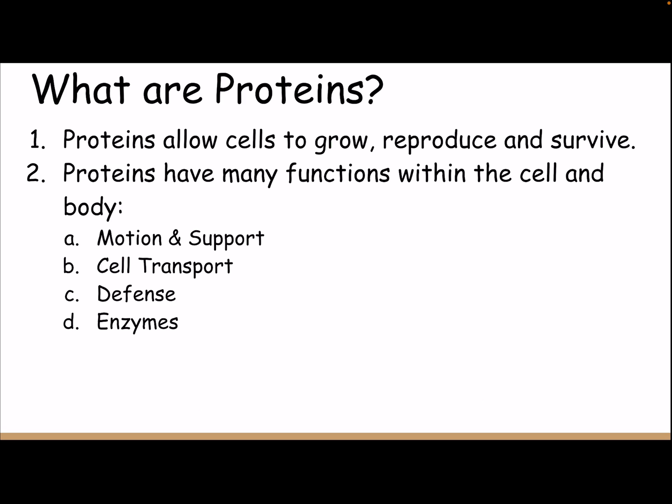B is for cell transport. And so when we're talking about cell transport, this is that idea of proteins assisting in the cell membrane. So the cell membrane consists of phospholipids, right? And we talked about that in our last macromolecule, but they're also going to utilize proteins. And so sometimes we have molecules that are too big to fit directly across the phospholipid bilayer. And so as a result of that, we're going to use proteins.